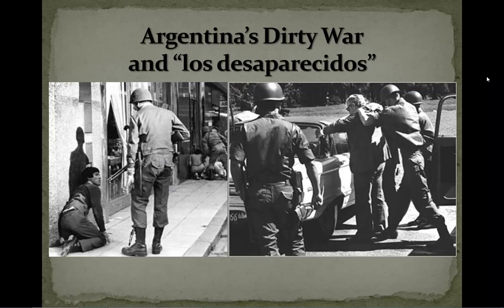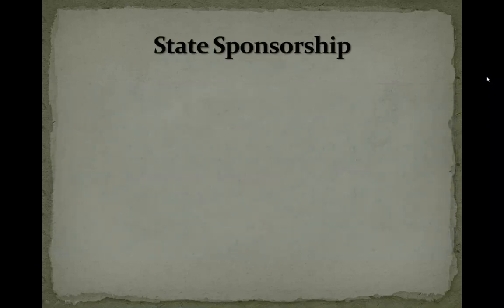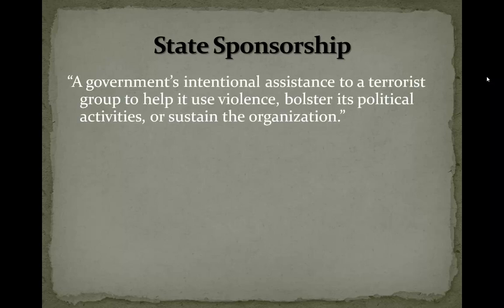Where these two kind of cross, where you get a mix of state involvement and conventional terrorism or insurgent terrorism, is in the area of state sponsorship. And this is another form of terrorism from above that involves the government. Daniel Byman, whose book you read for this week, defines state sponsorship as a government's intentional assistance to a terrorist group to help it use violence, bolster its political activities, or sustain the organization.